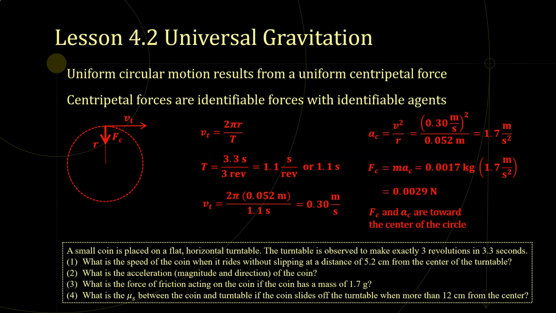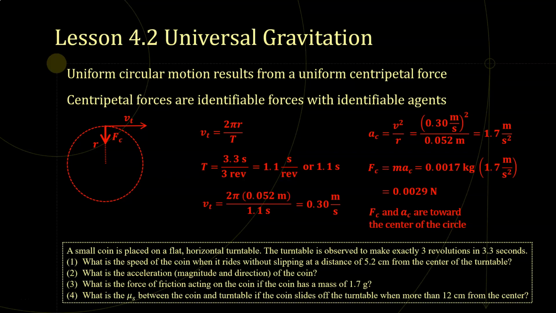All right, now this last question is a little tougher. And here's the thing. These first 3 questions we could relate to one another because they all had the same radius and the same period. What are we going to be able to carry along to the last question? The last question asks, what is the coefficient of static friction between the coin and the turntable if the coin slides off the turntable when more than 12 centimeters from the center?